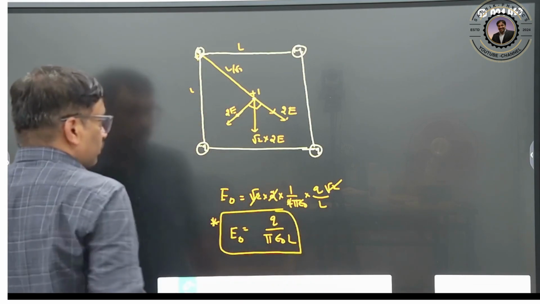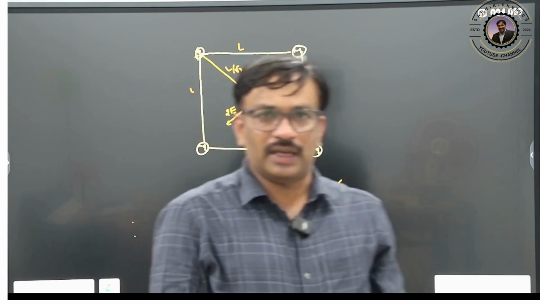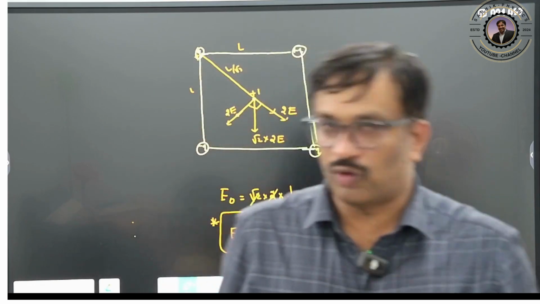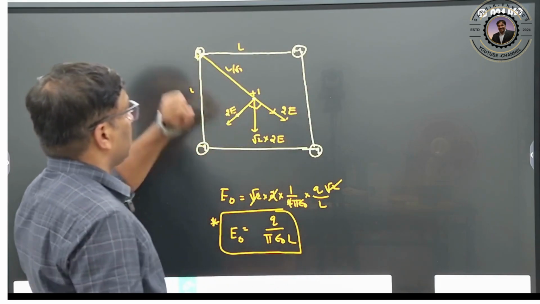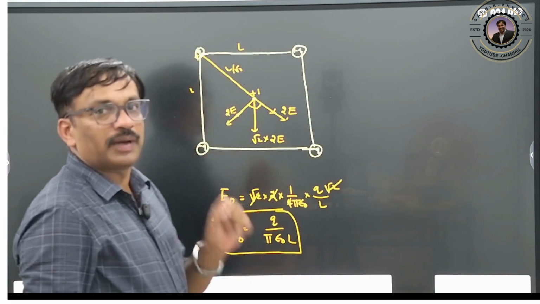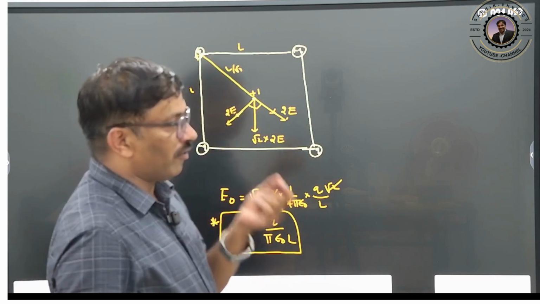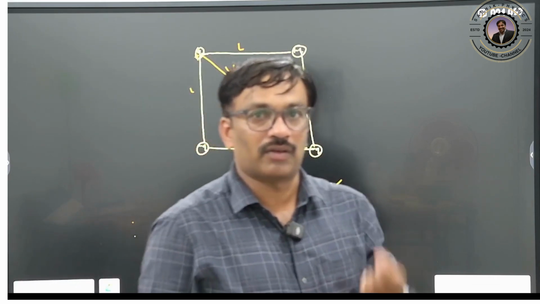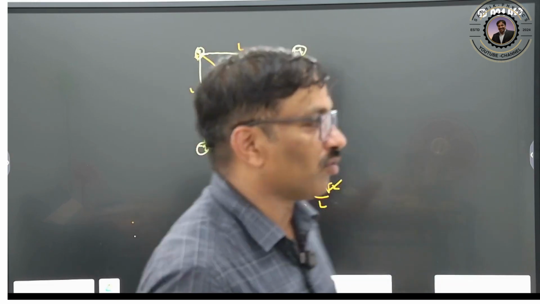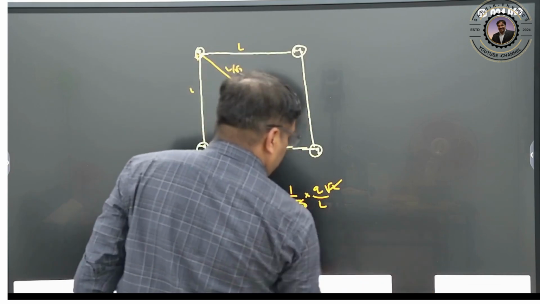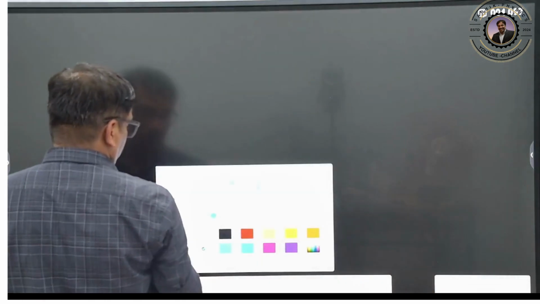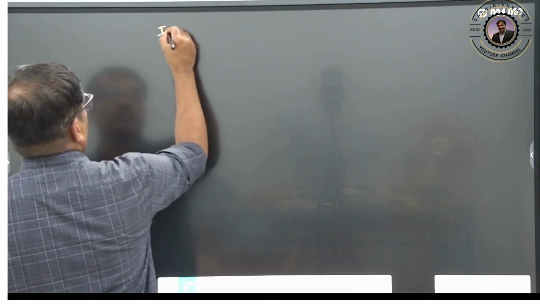Clear? Exactly how we wrote it for Coulombian force, like that only we can do it. In the problems, you have to assume at any one point, wherever you want to calculate, plus 1 Coulomb. That's all. Rest of everything will be the same. But one important point we are going to take, a very important point, the most important point.